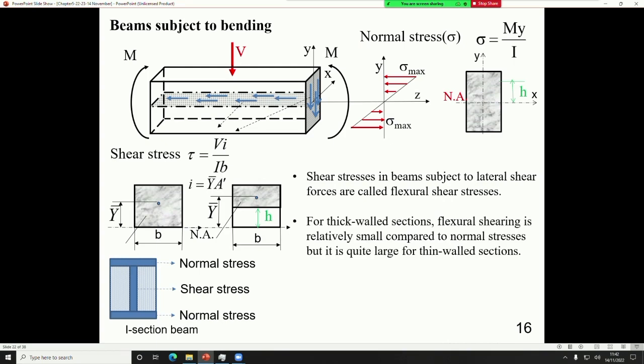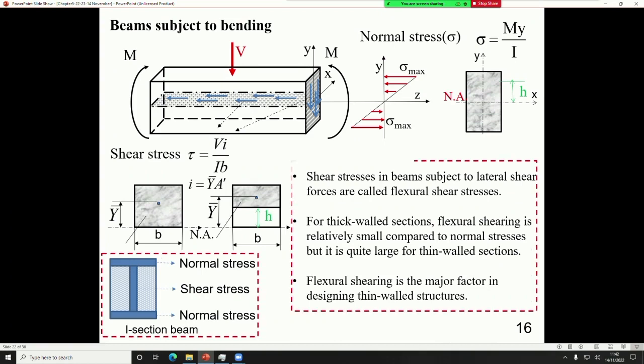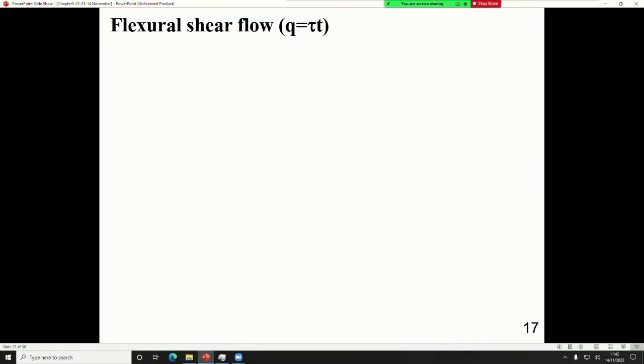So as I said, for thick sections, solid sections, flexural shearing is not an important factor, but when a structure is thin, that's the main factor for its design. Any questions on slide 16? Okay, so the remaining slides are slightly harder. So I'm going to just go through slide 17, and the remaining ones will be done next week.